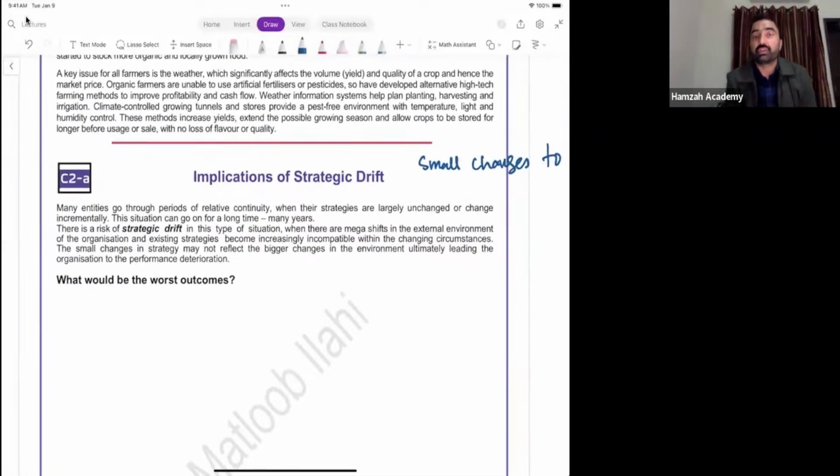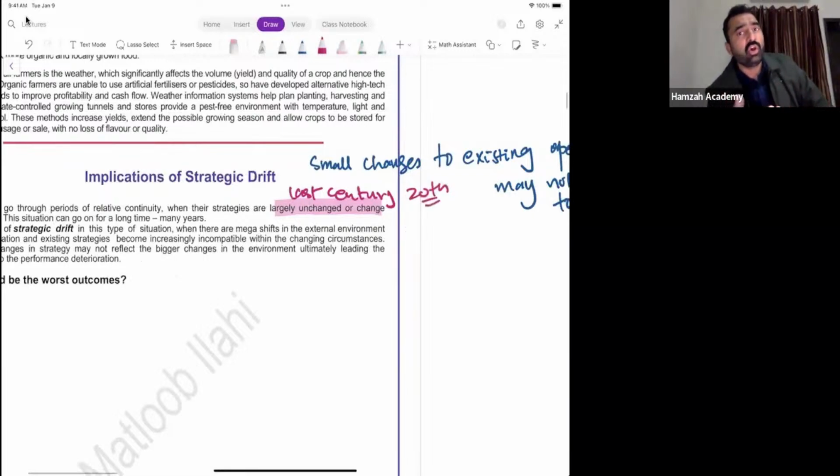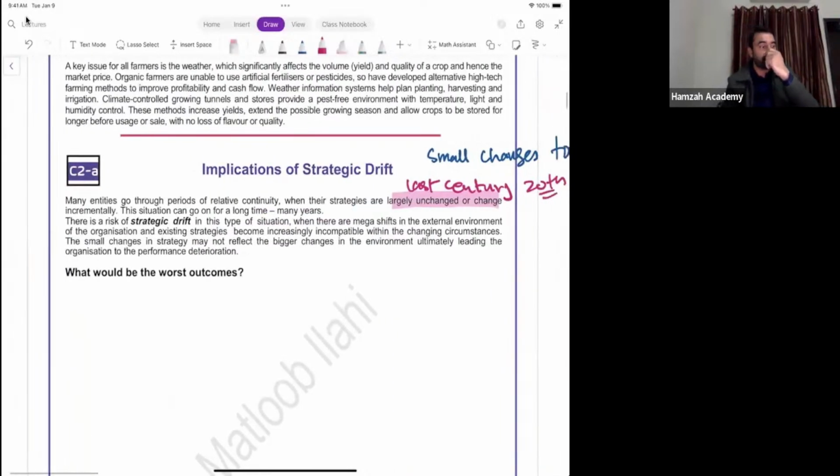Many entities go through periods of relative continuity when their strategies are largely unchanged or change incrementally. And this was the case with the last century. Because if we look at the 20th century, things were not as dynamic as we are seeing today. In 2025, the pace of change has dramatically increased. Understand? In the last century, there was more prediction, more forecasting, but today it has become difficult. This is the point of discussion of strategic drift.